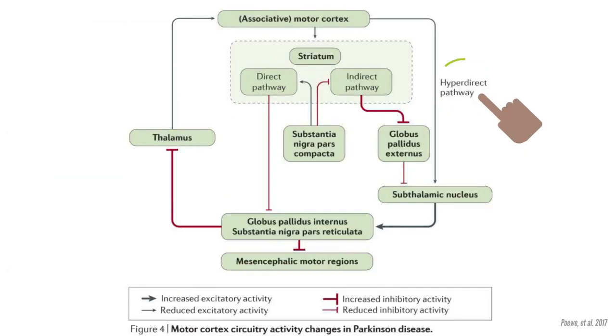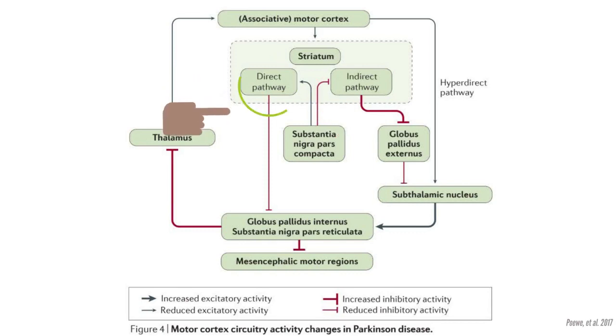Looking at this image, the hyperdirect pathway directs glutamatergic connectivity from the motor cortex to the subthalamic nucleus. The globus pallidus internus and the substantia nigra pars reticulata are the two main output nuclei of the basal ganglia, and project to the brainstem and ventrolateral thalamus. The striatal projections to these output nuclei are divided into direct and indirect pathways.